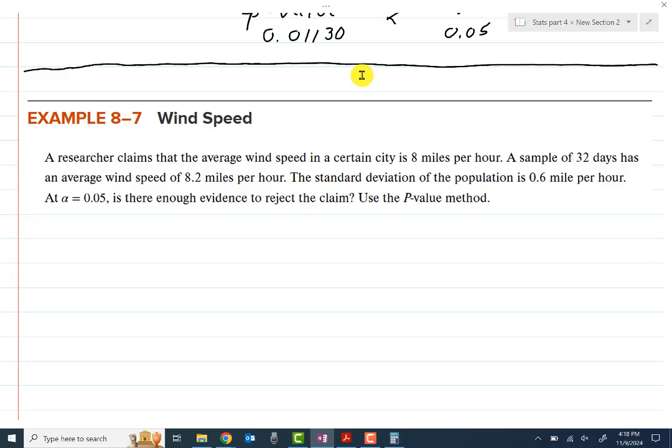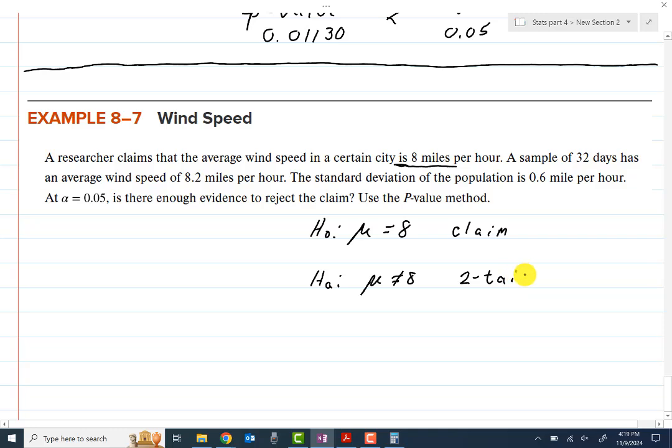A researcher claims that the wind speed in a certain city is 8 miles per hour. They use is, that is an equation. So I'm going to put H naught, mu equals 8. HA, mu does not equal 8. So this was the claim in the first spot. This is a two-tailed test. To me, these are the most annoying of the tests, but at least you got a way to look at it now. Remember, you're going to have to cut the alpha in half. So what you're really going to compare the p-value to is alpha divided by 2. That's 0.025.